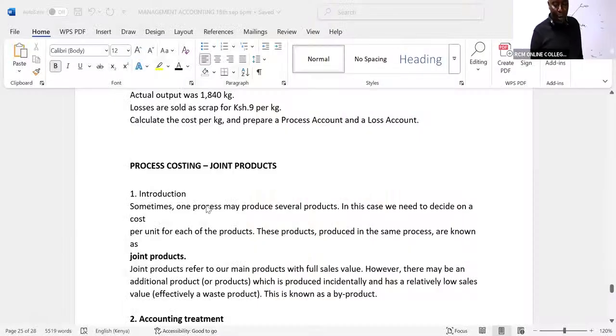So we told you sometimes one process may produce several products. In this case, we need to decide on a cost per unit for each of the products. These products produced in the same process are known as joint products. Joint products refer to our main products with full sales value. However, there may be an additional product which is produced incidentally and has a relatively low sales value, effectively a waste product. So this is known as what here? A byproduct. They normally have very low sales values.